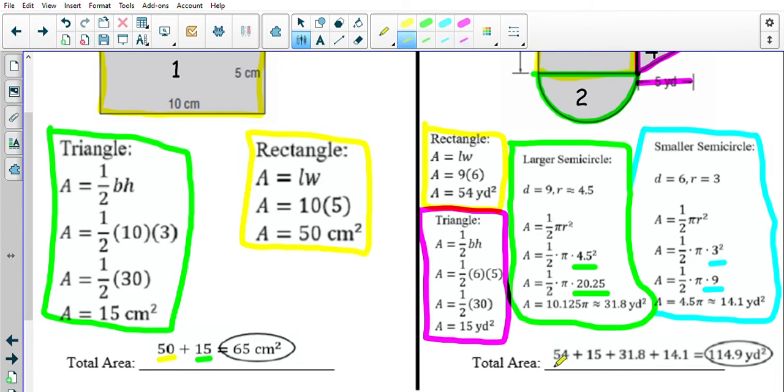So we add the 54 from the rectangle, to the 15 from the triangle, to the 31.8 from the larger semicircle or half circle, to the 14.1 from the smaller semicircle, and we finally get a total area of 114.9 yards squared.